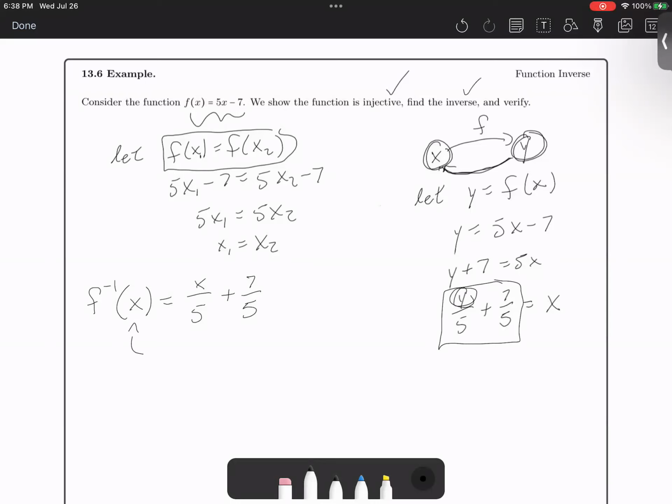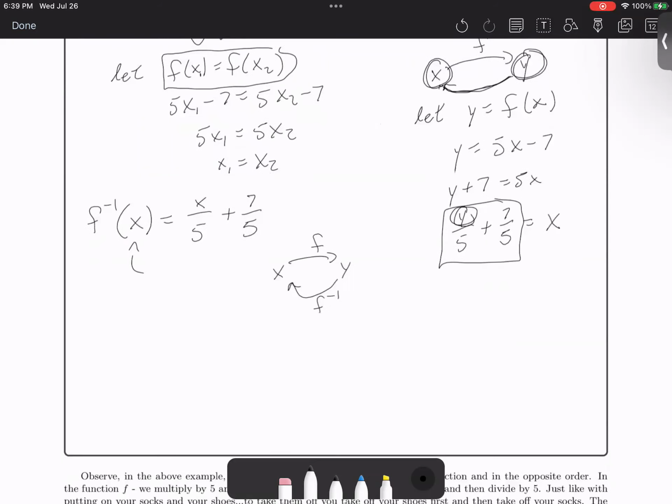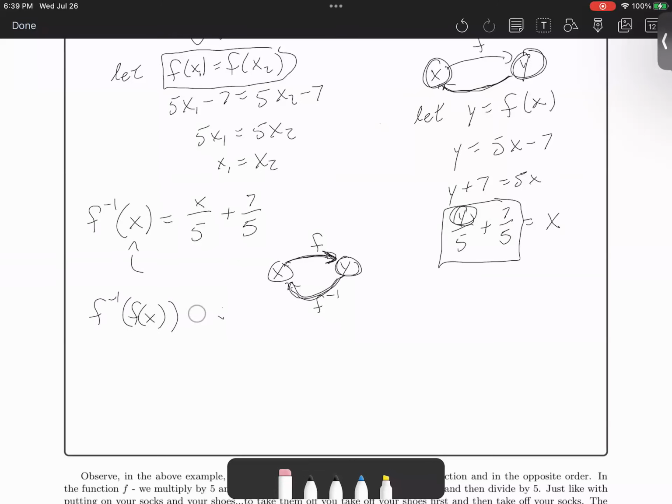So our last step is to verify. So by definition, if we did this right, we send x to y underneath f, and then f inverse should send me right backwards to x. So let's see if that's true, because this is really just a composition of functions. Let's take x and map it somewhere underneath f, and then we're going to take that and map it underneath f inverse. All right, our goal is to get back to x. So I want this to equal x. Okay, let's see if it does.